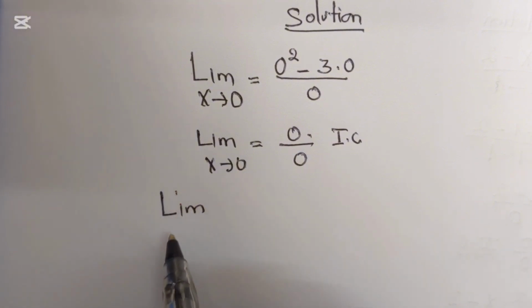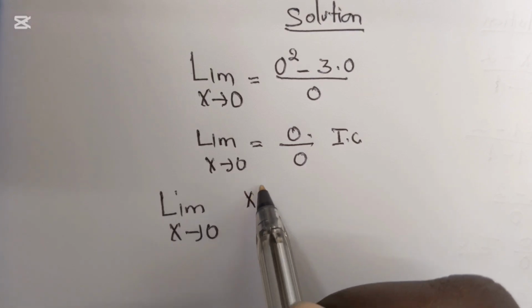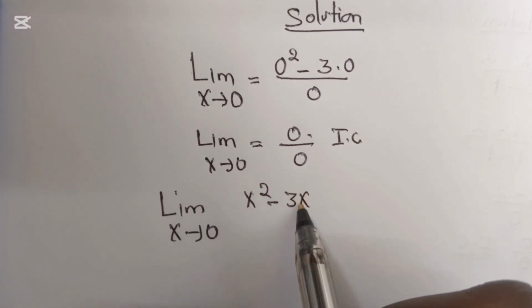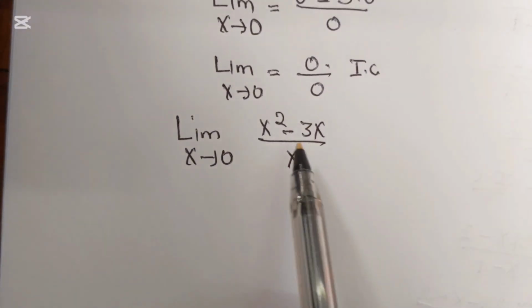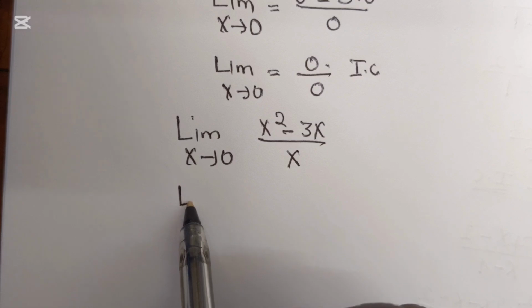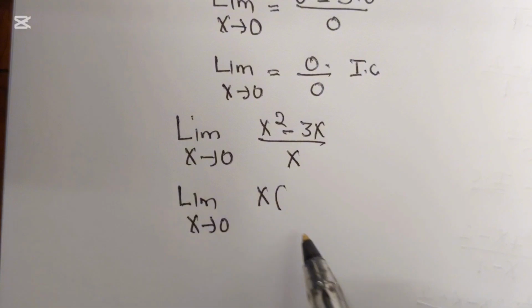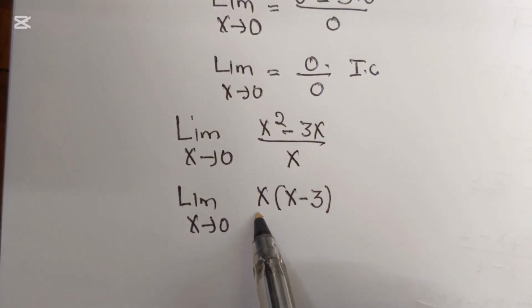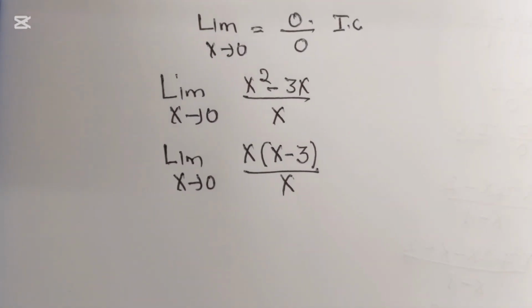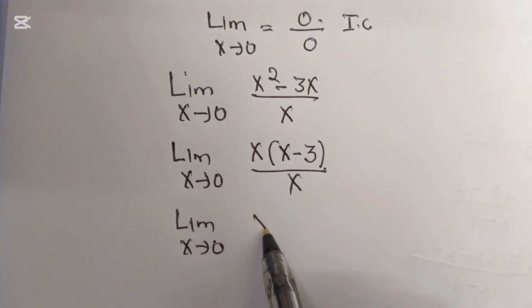Limit of x approaching 0 of the function x squared minus 3x over x. The thing we are going to do is factorize the function. This will bring limit of x approaching 0 of x times the bracket x minus 3 over x. This one will be cancelled to get x minus 3.